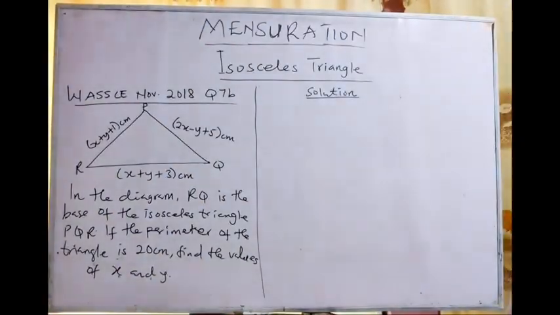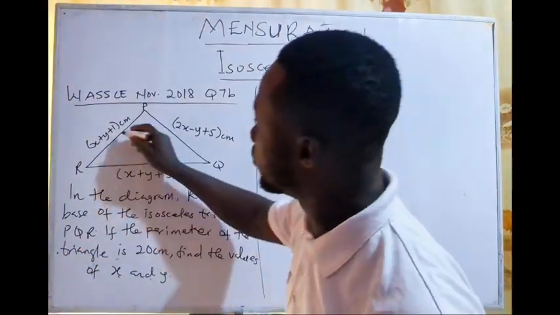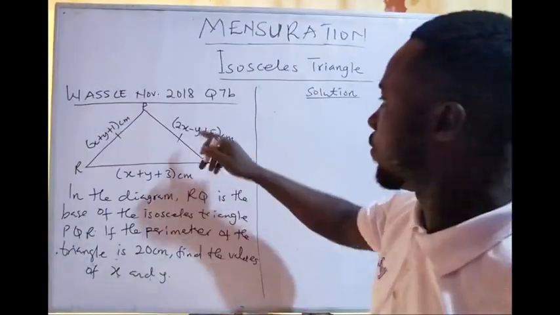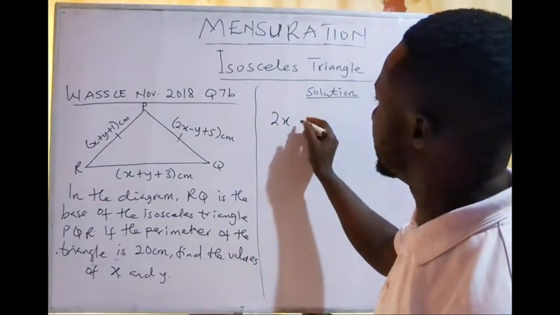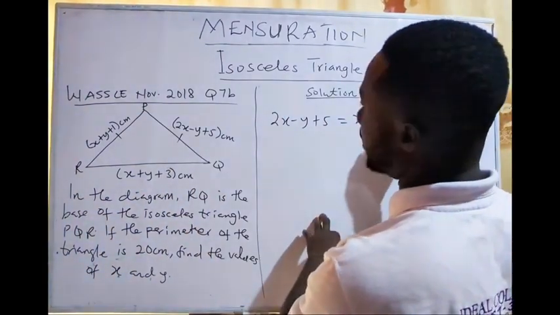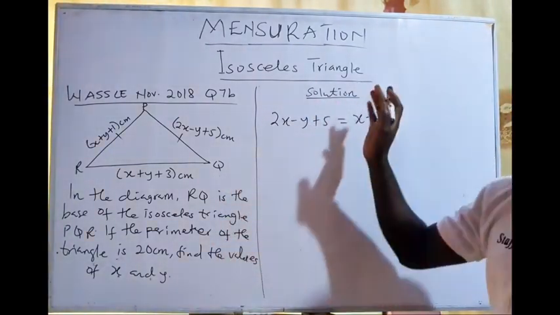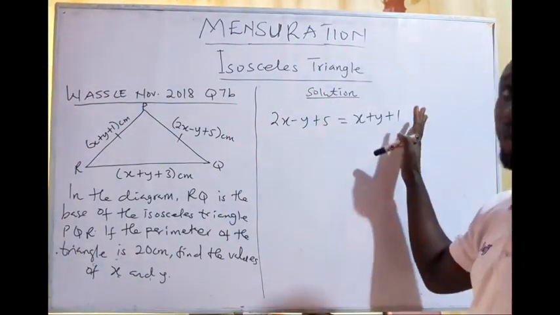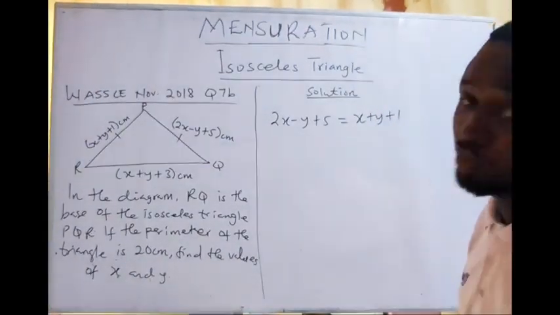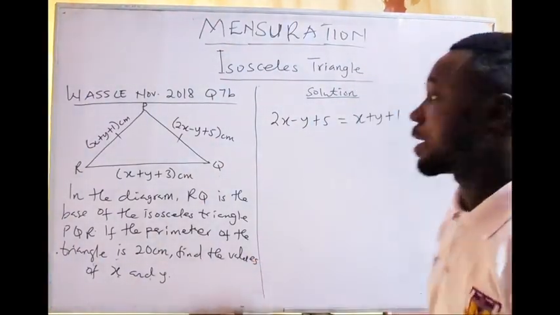X and y. Okay, so if it is isosceles, and this is the base, then these are the two equal sides. So this side is equal to this side. That is one thing that we have to know. Therefore, we can say 2x minus y plus 5 is the same as x plus y plus 1. Then we bring the variables to one side and maintain the constants at the right hand side so that we can get our first equation, and then we get our second equation, and solve simultaneously since we are finding the variables x and y.